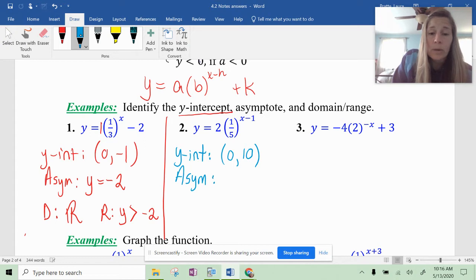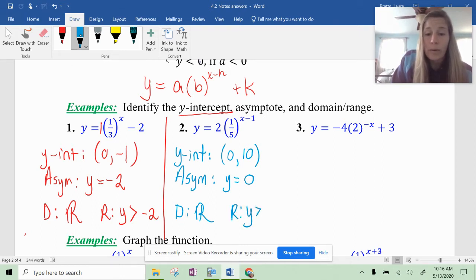The asymptote is y equals 0 in this case because there's no k value adding or subtracting at the end. Then our domain is always 100% of the time for these graphs, all real numbers. And the range will be y is greater than 0 because our a value is positive and our asymptote was y equals 0.